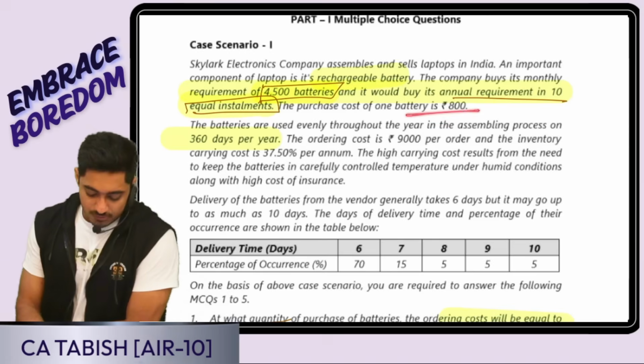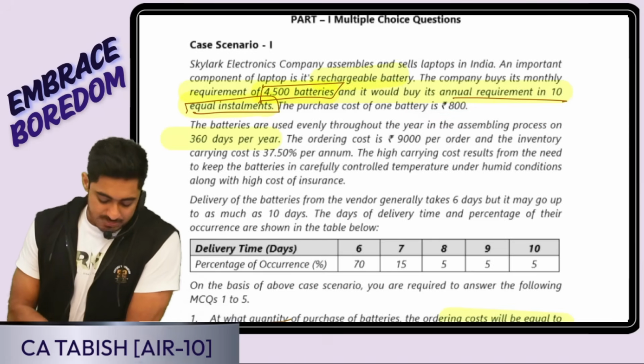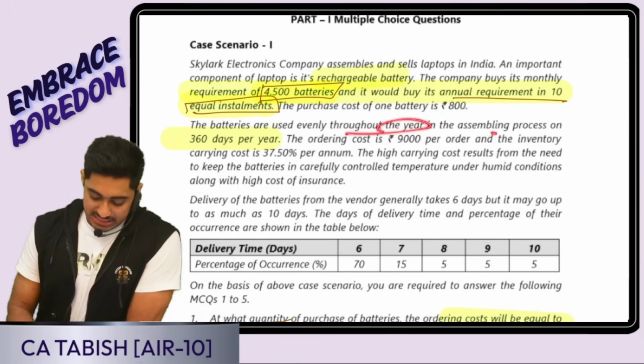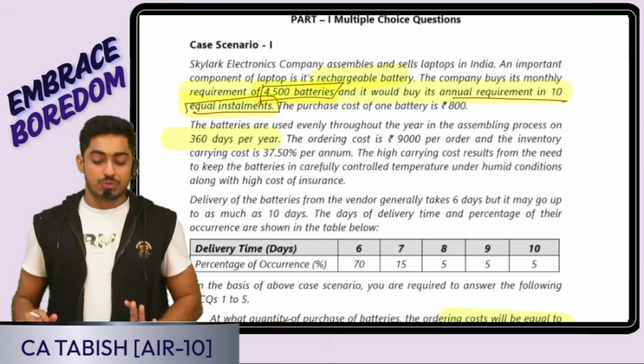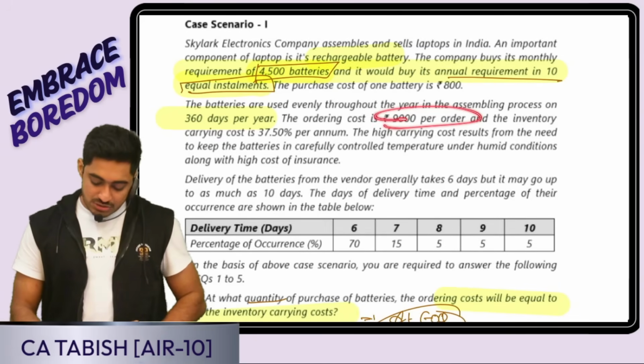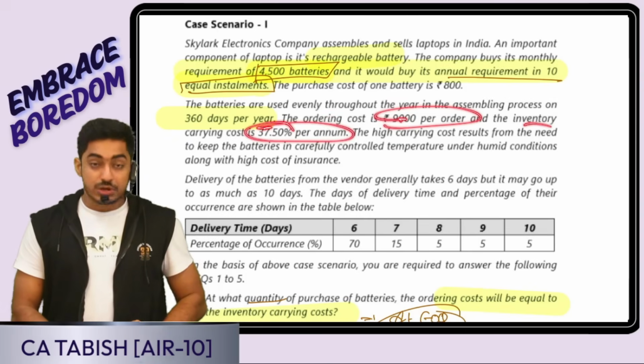Okay, purchase cost of one battery is 800. Batteries are used evenly throughout the year in the assembling process on a 360 day per year basis. That means in a year we'll be assuming 360 days. Great. Ordering cost is 9,000 per order. Carrying cost is 37.5% per annum.